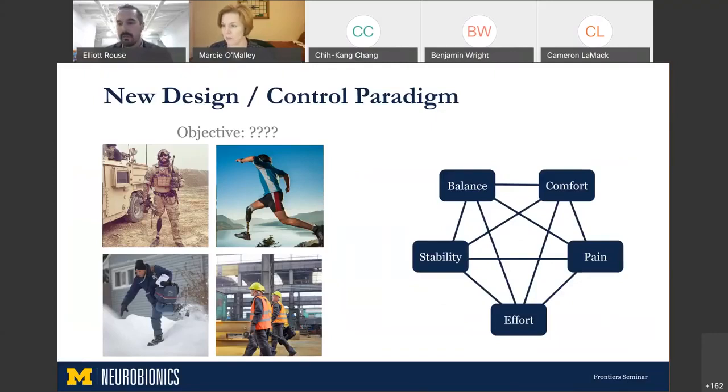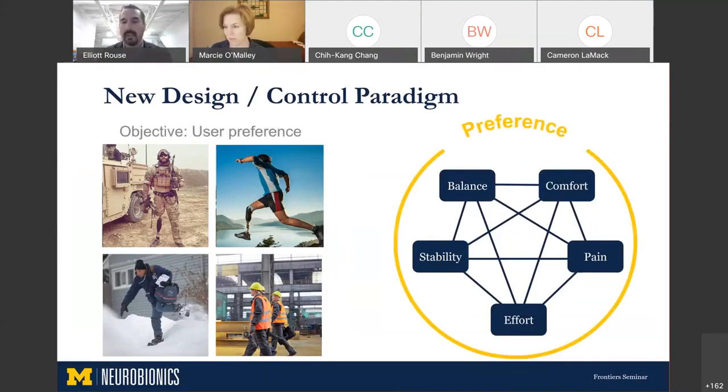So one of our approaches we've been exploring is the idea to use user preference as a way to gauge what the person actually wants, using all of these factors at once and letting the subject really tune their own system.